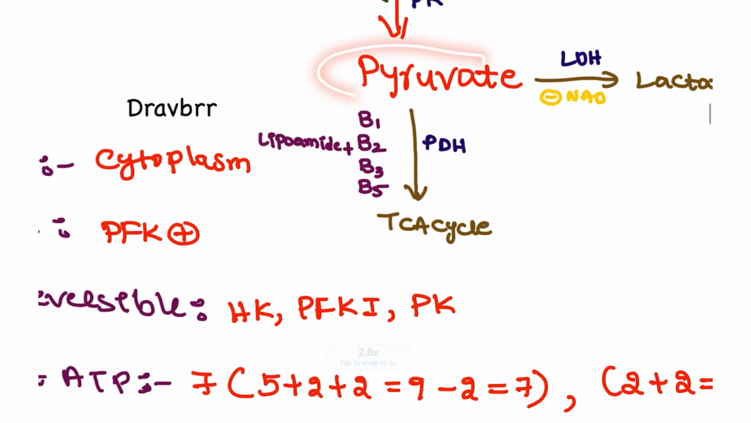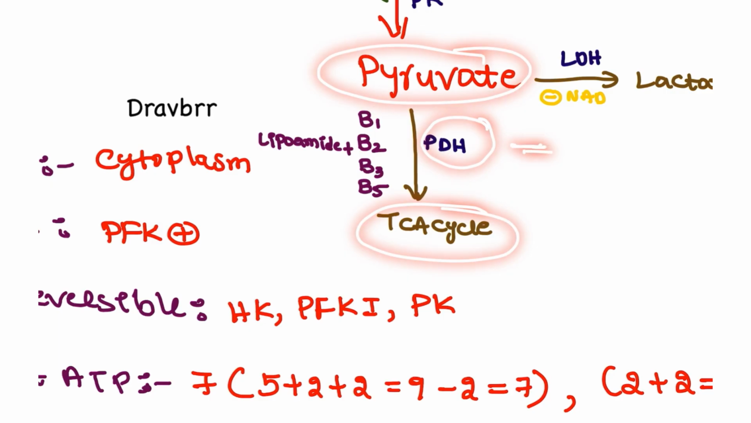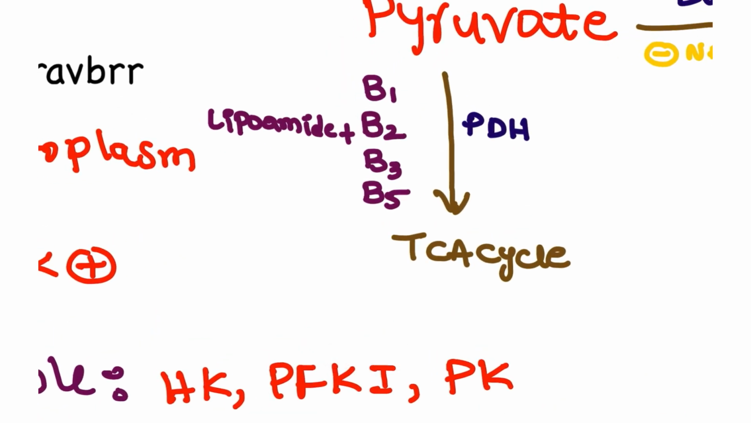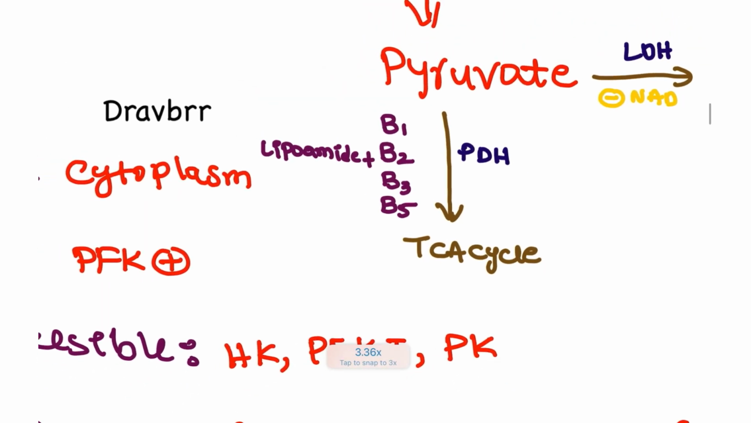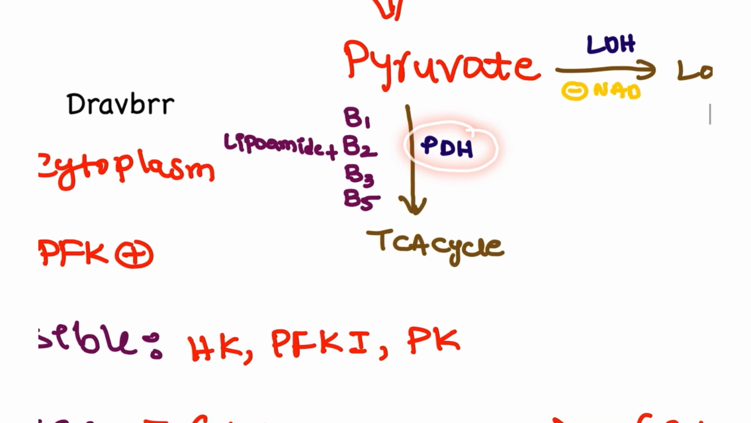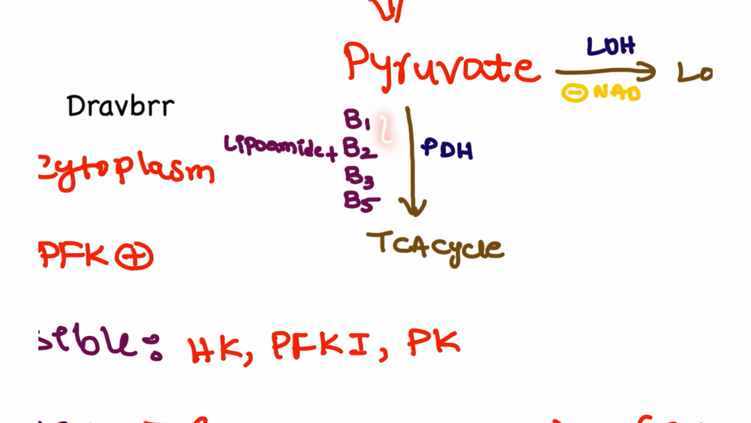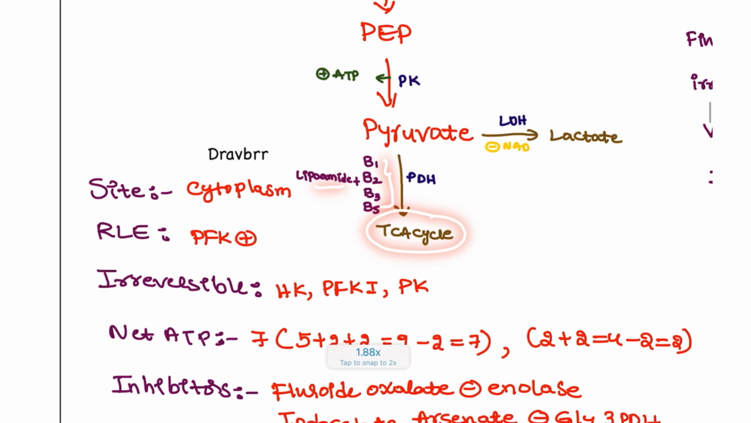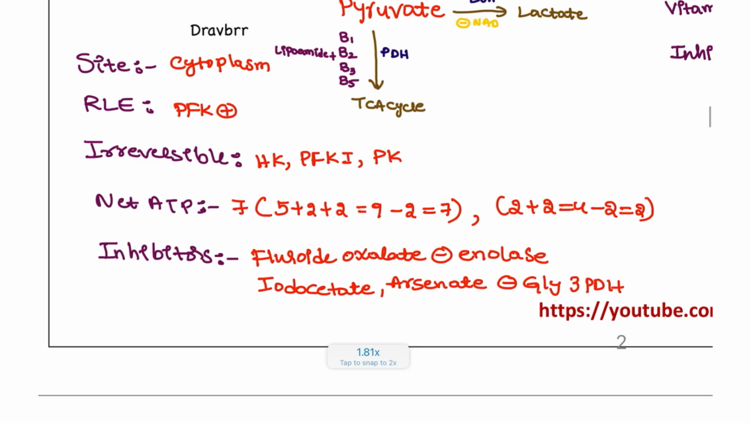Next, pyruvate is going to connect to the TCA cycle. How? That is with the help of the PDH enzyme. What is this PDH enzyme? Pyruvate dehydrogenase. It is going to use multiple vitamins. Example, B1, B2, B3 and B5 along with lipoamide. So the PDH complex is very important. It is going to use the 4 vitamins plus lipoamide to connect with the TCA cycle. Another important thing that you have to remember.